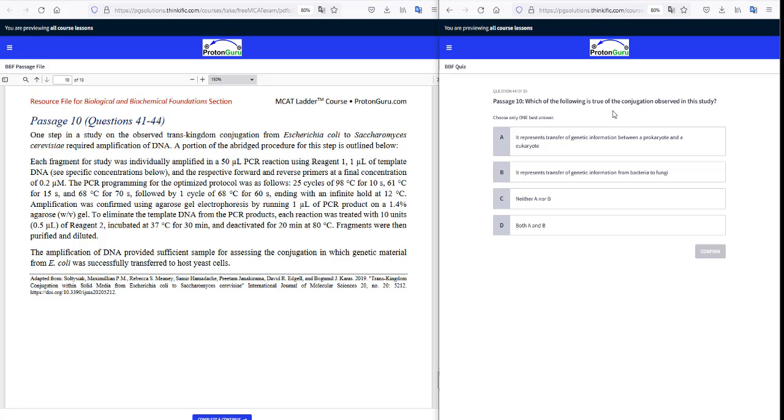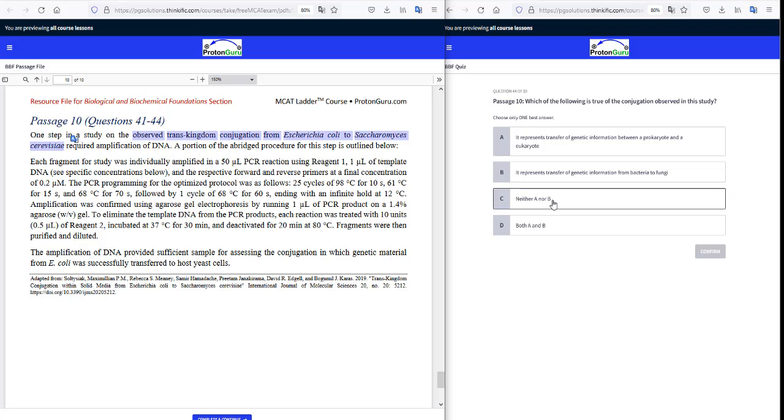Which of the following is true of the conjugation observed in this study? This happens to be an excerpt from an article all about this trans-kingdom conjugation from Escherichia coli to this other species. All right, 2 different kingdoms they come from. It says right here in the first sentence. And our choices are, it represents transfer of genetic information between a prokaryote and a eukaryote. It represents transfer of genetic information from bacteria to fungi. Neither A nor B, both A and B.